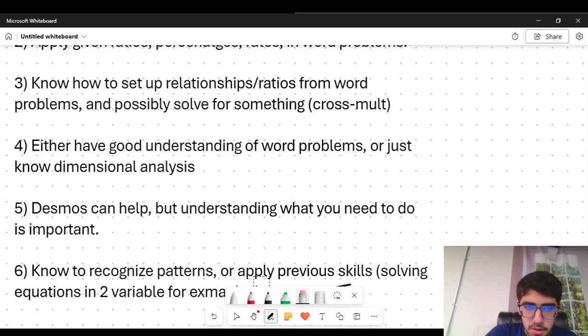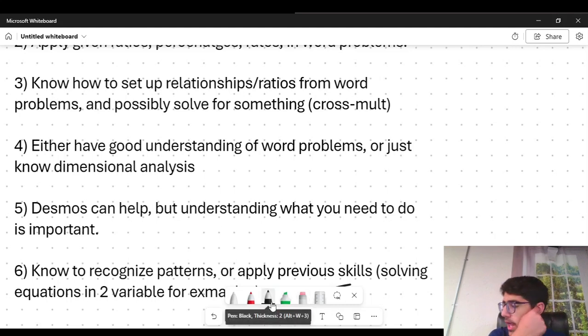Desmos can help, but understanding what you need to know is more important. Desmos will help, but it can't help you with recognizing a pattern. It can't help you with interpreting a ratio. It can't help you find a relationship. You have to first find the relationship, and then if you want, you could either use cross multiplication or you could use Desmos and find the x-intercept. But Desmos will not help you with interpreting the word problem, which is the most important thing.